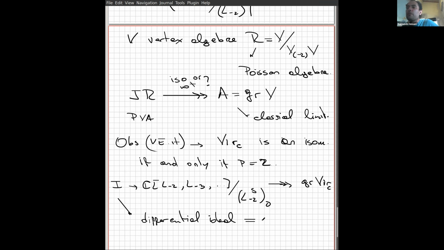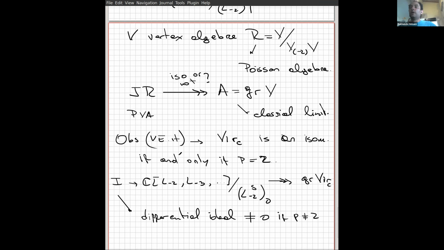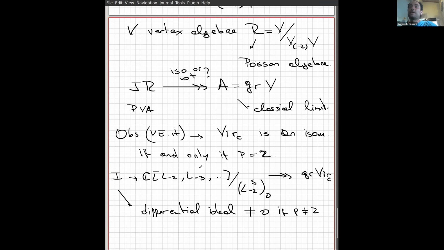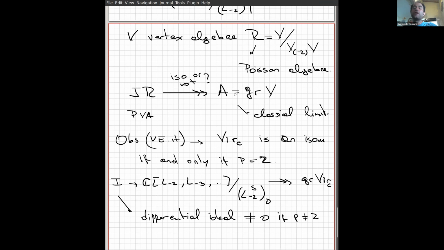That is non-zero if P is different than 2. So I'm going to start calling vertex algebras classically free if this surjection is an isomorphism. And we know a lot about chiral homology of classically free vertex algebras. It's just that we do not know when a vertex algebra is classically free.